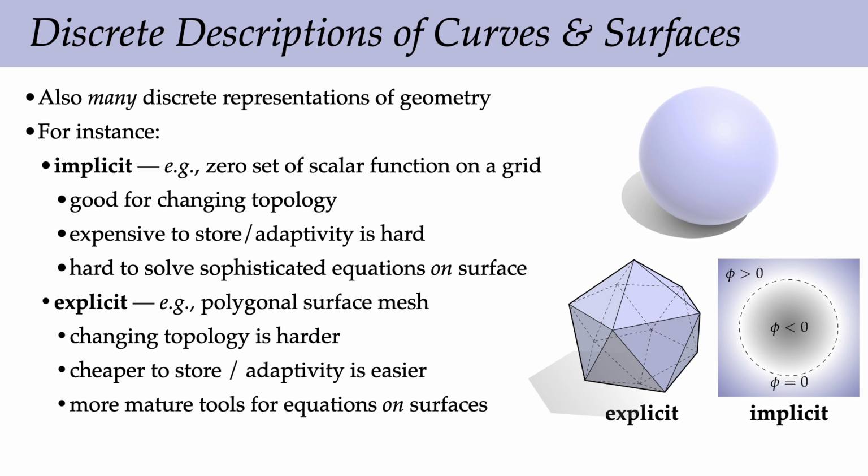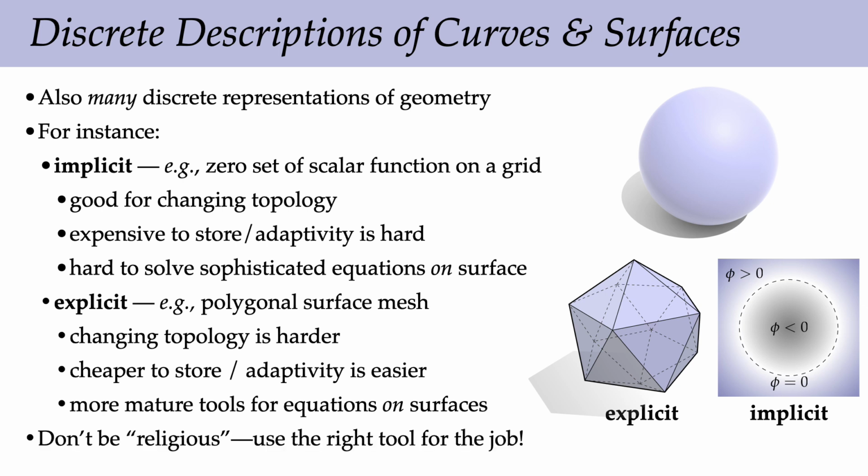Okay? But just like when talking about smooth languages, the really important thing is to not be religious. Right? Don't say, explicit is better than implicit, or level set methods are better than mesh-based methods. No. Use the right tool for the job. Figure out what algorithmic task you're doing, what you care about, what quantities you care about, and pick the tool that makes the most sense. Okay? So, just a little bit of an overview of where we're going with our discussion of curves and surfaces.